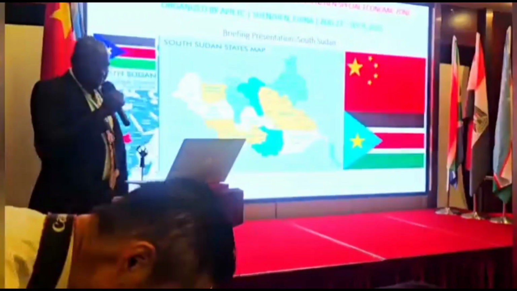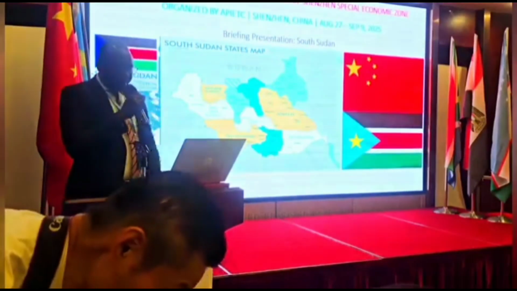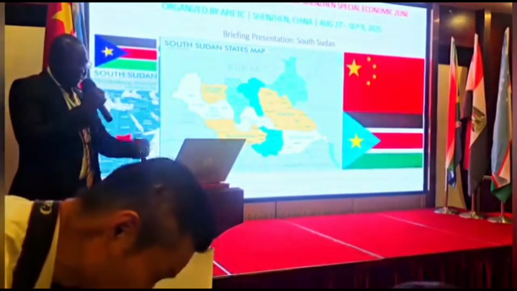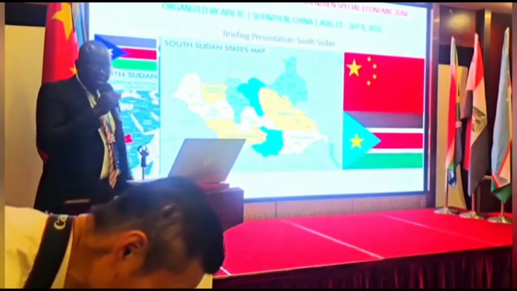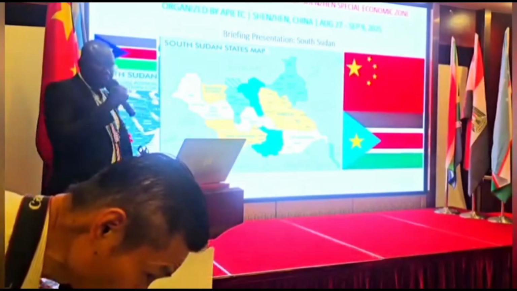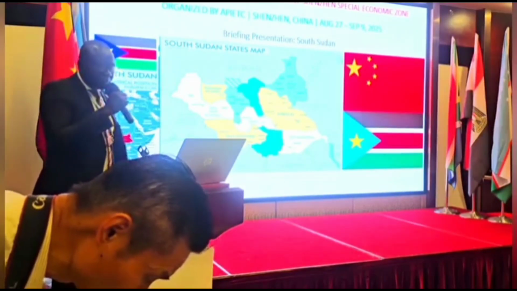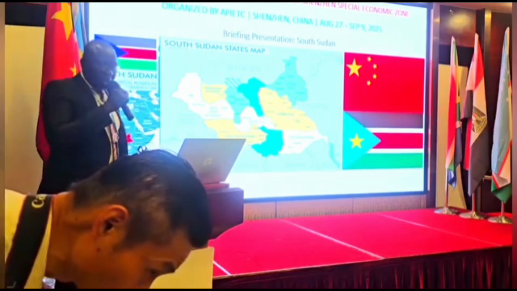Access to finance, technology, and innovation support for businesses. Financial barriers: limited access to credit and venture capital hinders small and medium enterprise growth. Technological gaps.